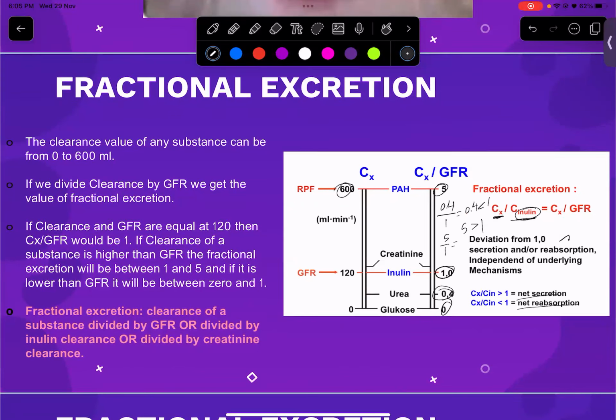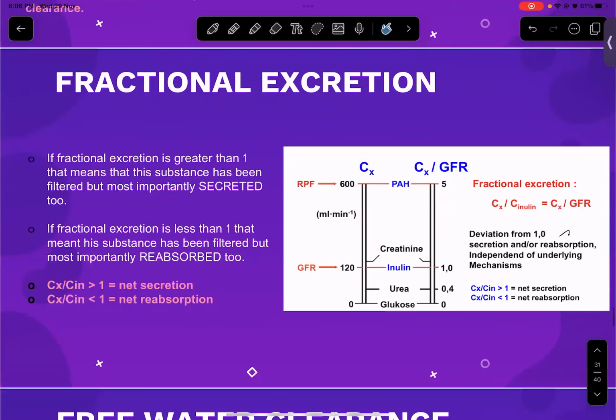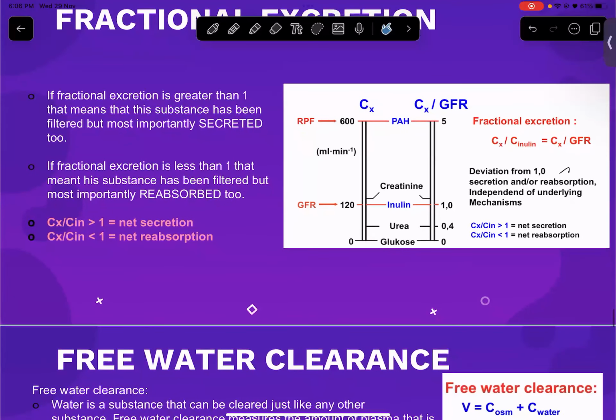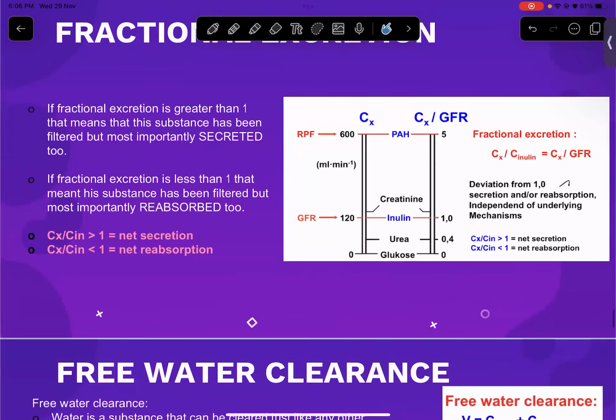So again, the fractional excretion is simply the clearance of a substance divided by GFR, or divided by inulin clearance, or by creatinine clearance, everything that is giving us GFR. All just to know what is the net movement. Is it net secretion or net reabsorption? Okay. And the fractional excretion, same thing that I just mentioned: if it's greater than 1, there's a net secretion. If it is less than 1, then it is net reabsorption. Okay. Does everybody get that?